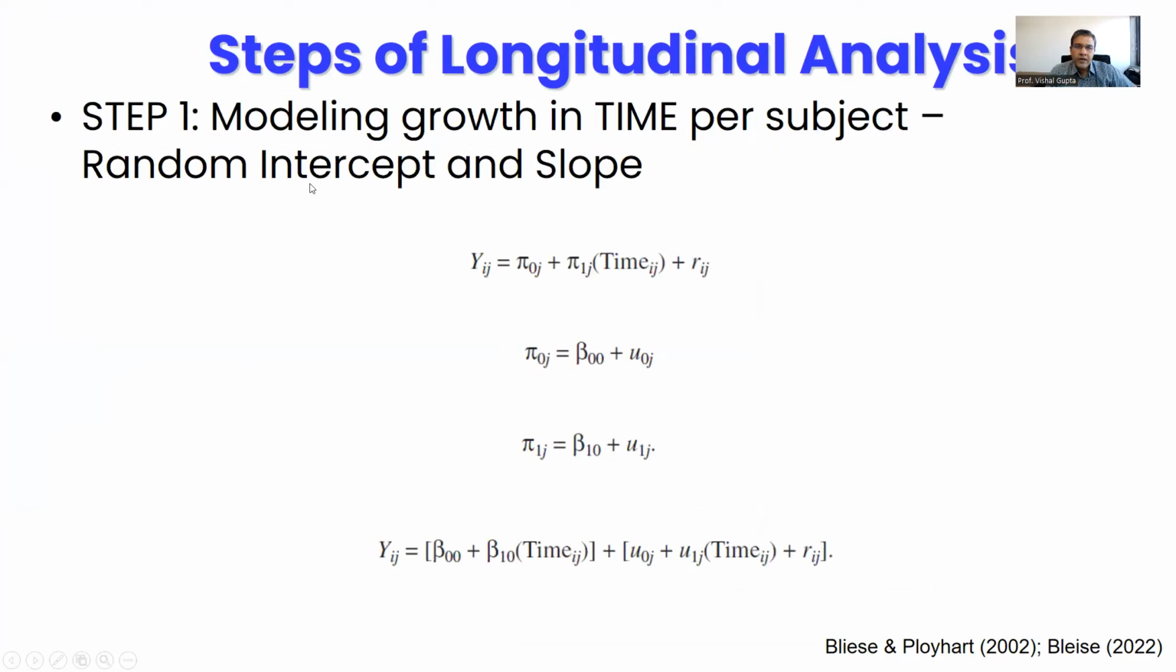So this is what I have written. The next step is modeling growth in time per subject: random intercept and random slope. First of all, we'll see whether there is a time trend, whether there is a linear trend or a time square. Then we will see whether this can be explained, whether there is a change in random intercept and random slope. This is eventually where we want to come to, right? So first let us check if there is a linear trend or a quadratic trend.